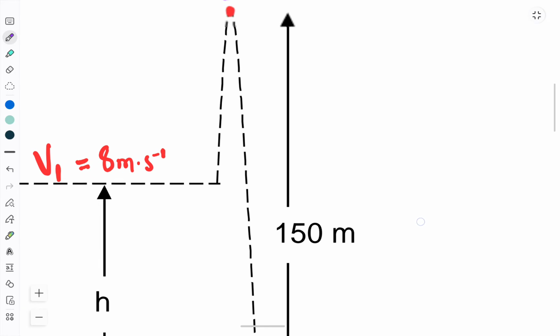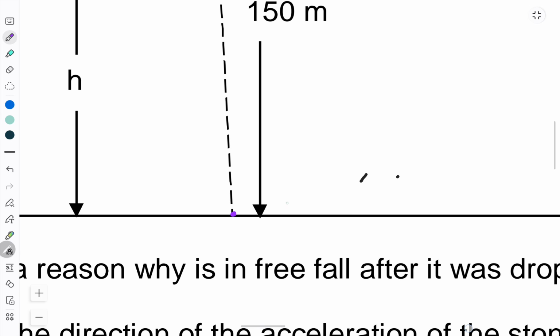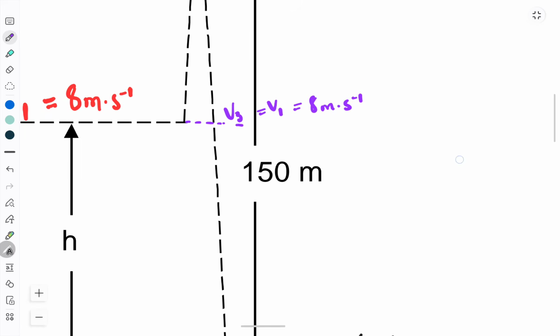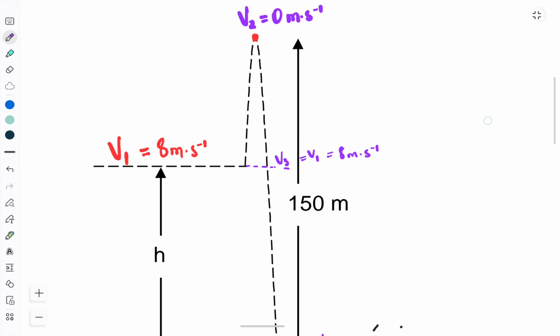It goes down. So if I were to cut this thing here again, you would find that V3 here is the same as V1, which is 8 meters per second. So when the stone returns to where it started, it would have gained an equal amount of speed as the initial one. Okay, so that's what happens, and then it continues further until it reaches the ground. At the ground, that's where the velocity will be maximum. All right, before it strikes the ground, that's our maximum velocity in this stone's journey.